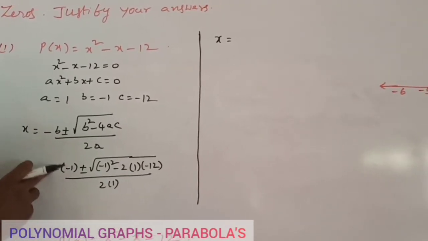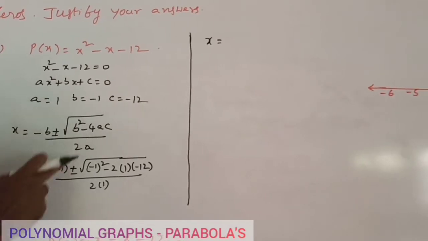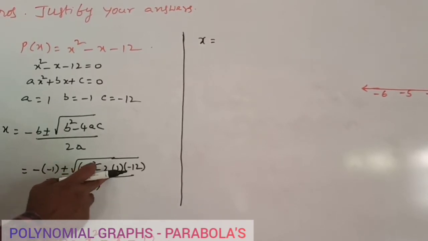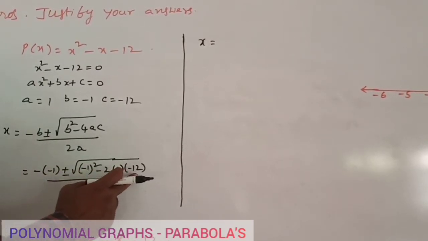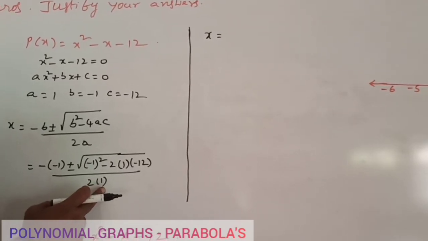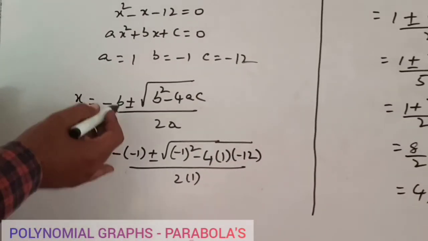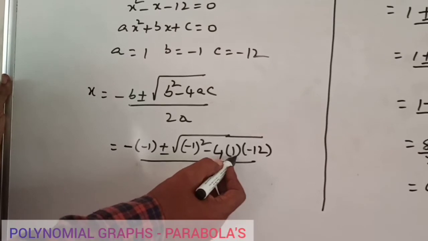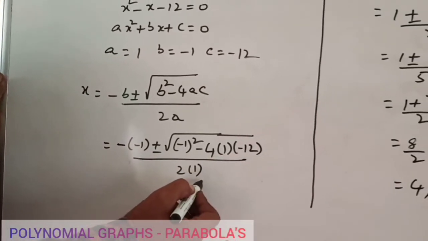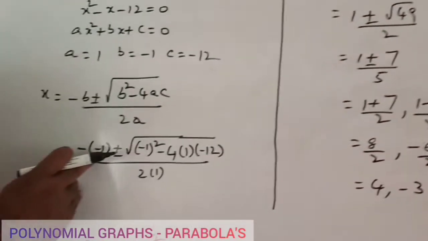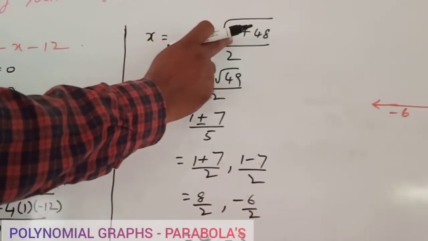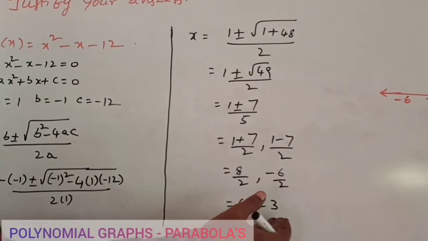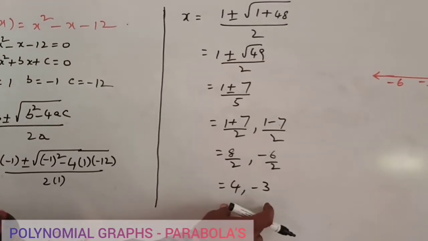So x equals minus b, that is minus of minus 1, plus or minus square root of minus 1 whole square minus 4ac, that is 4 into 1 into minus 12, by 2 into 1. Simplify it: minus into minus is plus 1, square root of minus 1 whole square means plus 1, plus 48, by 2. Simplifying that, x values are 4 and minus 3.